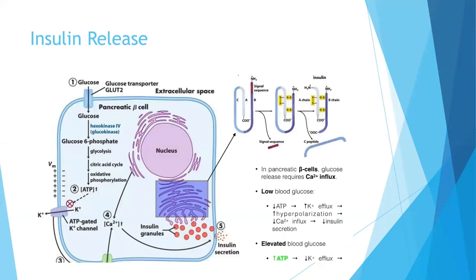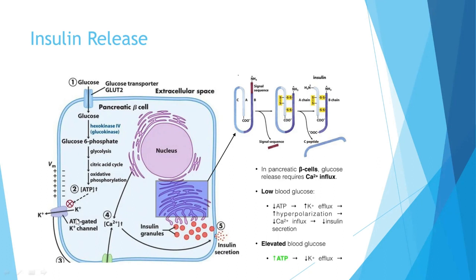Now let's talk about a very important mechanism, that is insulin release. Whenever there is glucose uptake by glucose transporter 2 inside the pancreatic beta cell, this glucose undergoes metabolism, which forms glucose 6-phosphate. And this glucose 6-phosphate undergoes glycolysis, the citric acid cycle, and oxidative phosphorylation to produce ATP. Whenever ATP is produced, the level of ATP inside the pancreatic beta cells is increased, and then the ATP-gated potassium channels block.